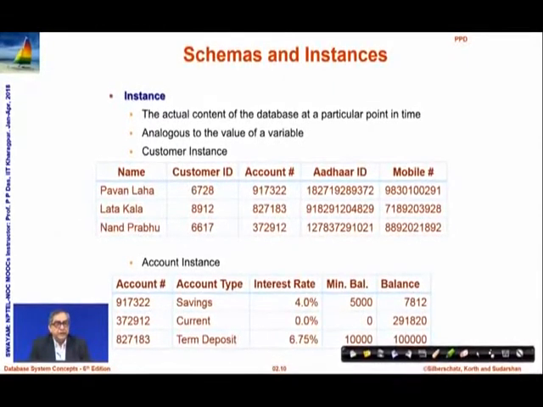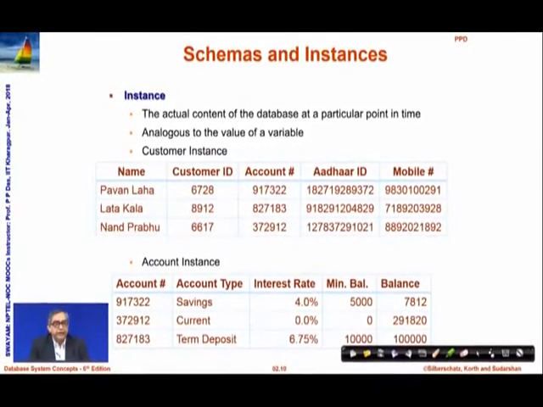So, you can see some kind of a relationship between these instances. For example, the first account ID in the customer instance can be seen as the first entry, first record in the account instance, and so on. So, when we actually populate the schema with different records, this is what keeps on changing.